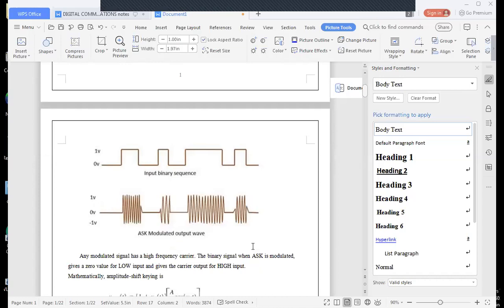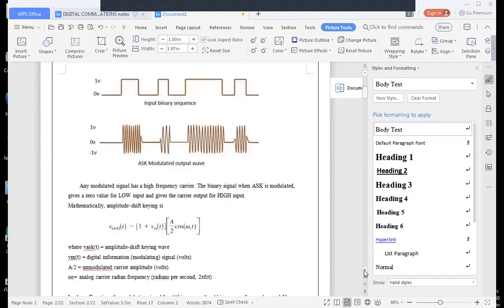Any modulated signal has a high frequency carrier. The binary signal, when ASK is modulated, gives 0 value with low input, gives carrier output for high input. Mathematically, the expression of this is (1 + Vm(t)/A)/2 cos ωc t. All the abbreviations are written here.